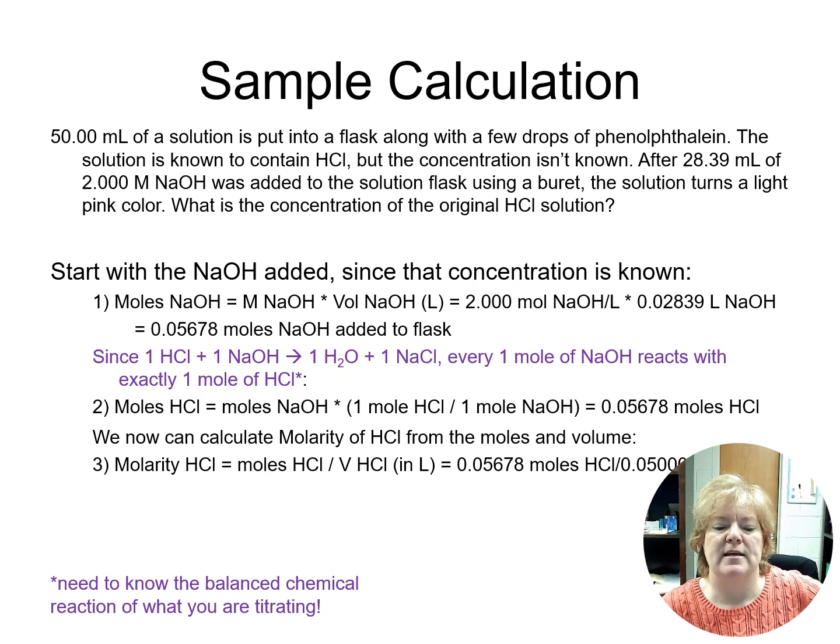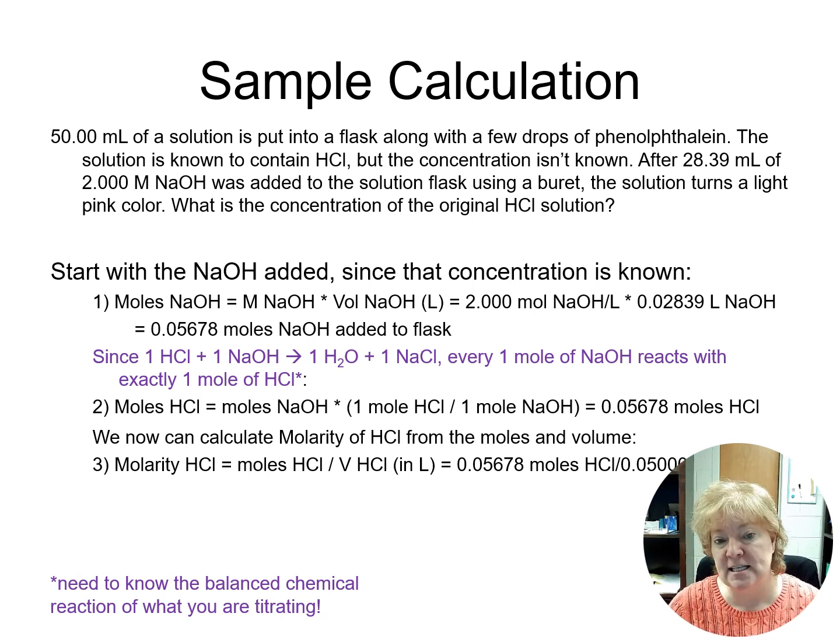All right, step 3: I want the molarity of HCl, and I know how many moles I have and how many liters I have. It's 0.05678 moles, because I figured that out from the moles of NaOH. I know the volume from the original lab data, and I can calculate it. It's behind there, like 1.13 or something like that.